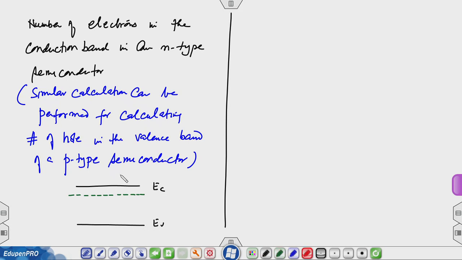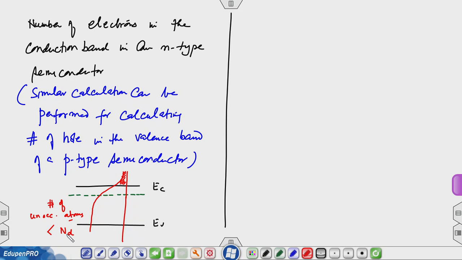And the probability of occupation is something like this. We draw a picture here, a line; this is the number of electrons. Since the occupation is not complete, the number of unoccupied atoms is less than N d, where N d is the number of donor atoms, and all those electrons would have gone to the conduction band.